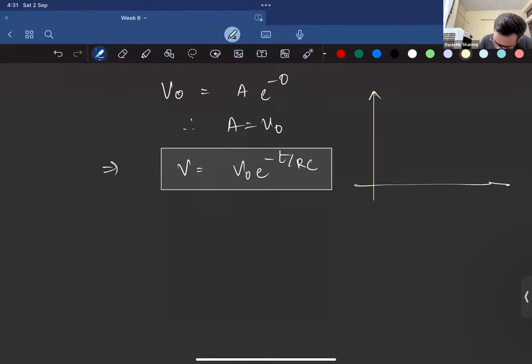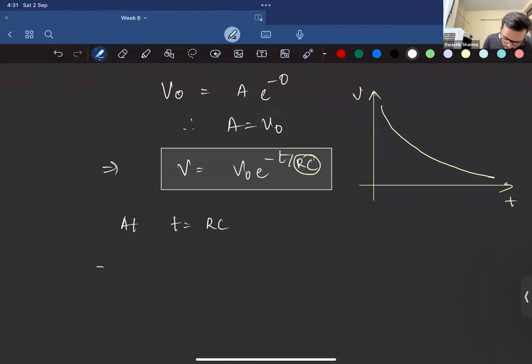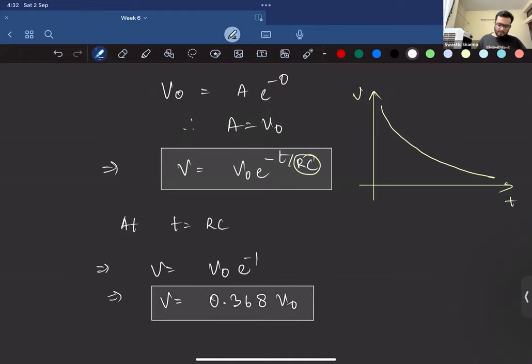So let's depict it on the graph. That's how it would look like. So this is V, this is t, right? It will decay to approximately zero. Now let's talk about RC. What exactly is RC? So let's say at t equals to RC, what is the value? It becomes V equals to V naught e raised to power minus 1, right? So what is e raised to power minus 1? It's 0.368. So we say t equals to RC or t equals to tau, where tau is equal to RC and it's called a time constant.